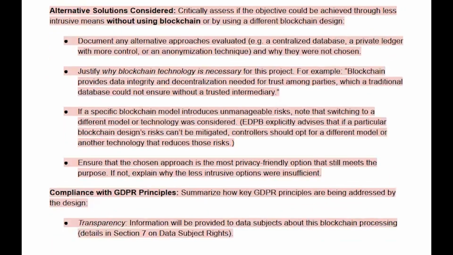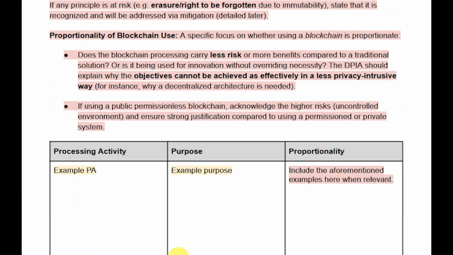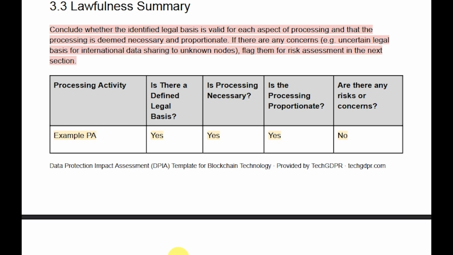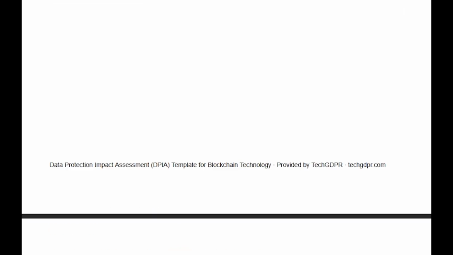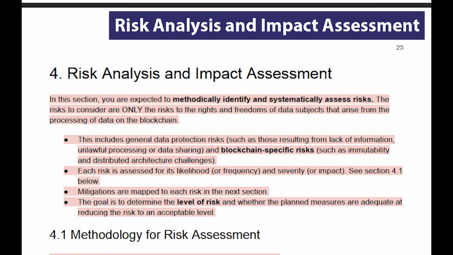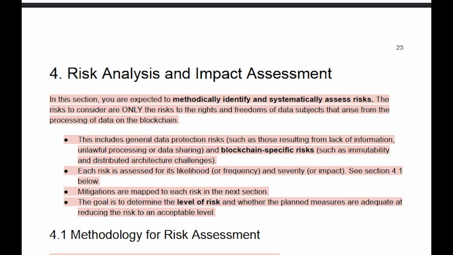Necessity and proportionality, lawfulness summary, and then the next section is a detailed risk analysis and impact assessment. This section guides you through identifying risks to personal data, evaluating their likelihood and severity, and determining overall risk levels. Risks are assessed in a consistent and structured way with examples of risk scenarios, likelihood and severity ratings, and guidance on appropriate mitigation measures. The subsections considered in this section are as follows.